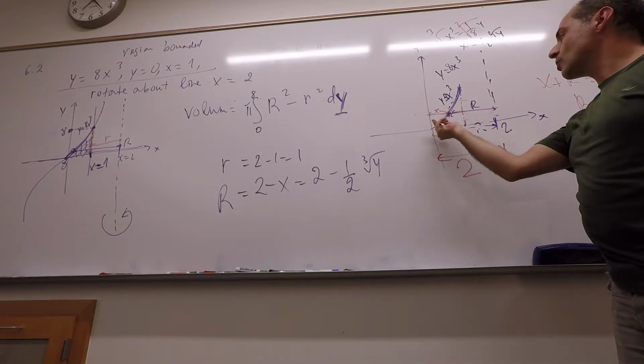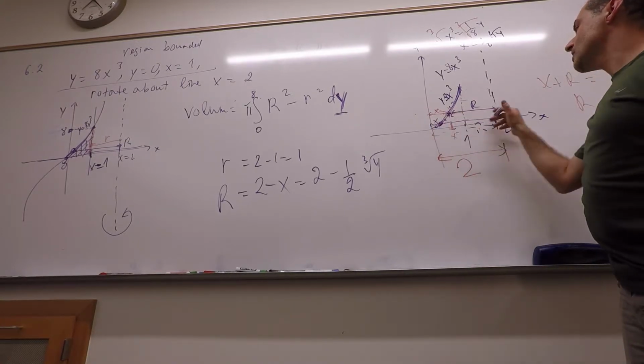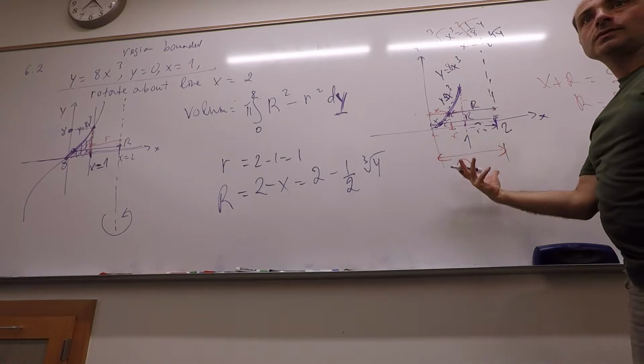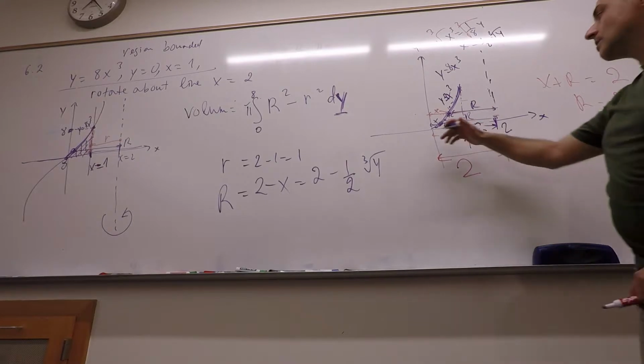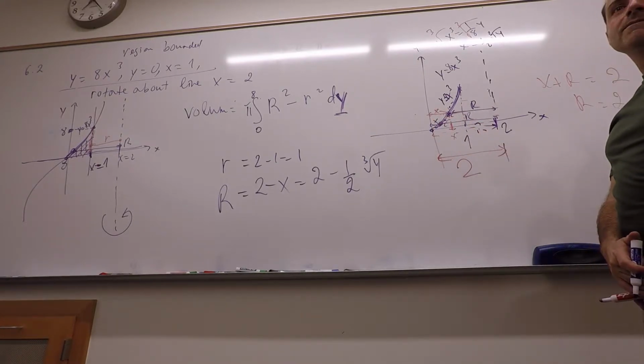It doesn't matter where you are. On this graph, this is always x, right? This is your R. And this is 2. So R is going to be 2 minus x. Can I go to 0? No. 0, 0? No, no.